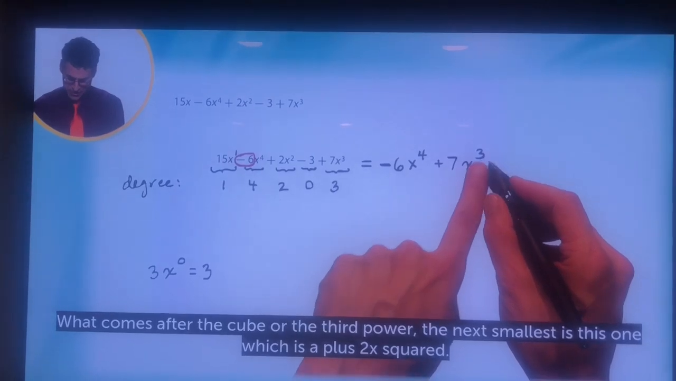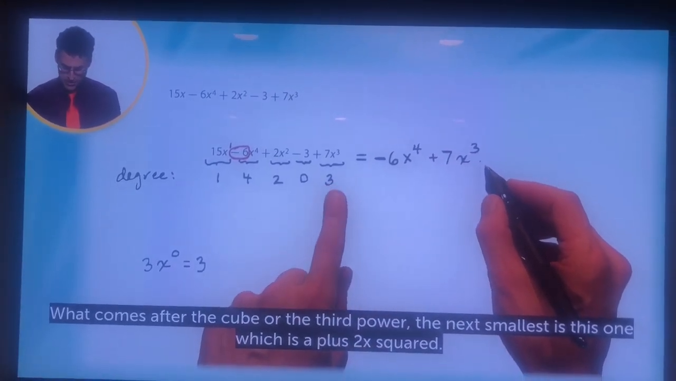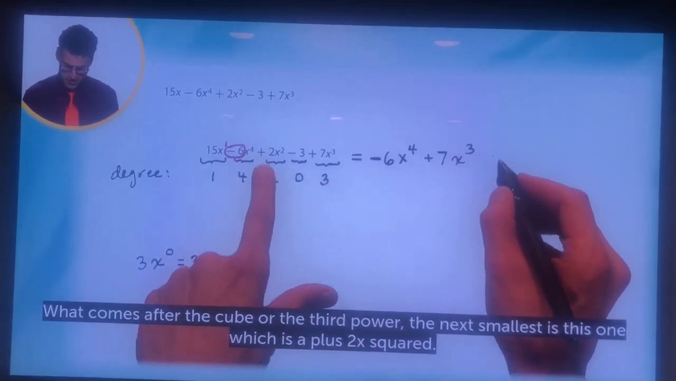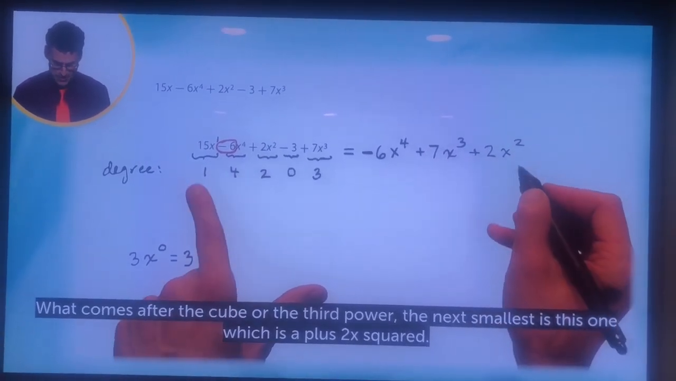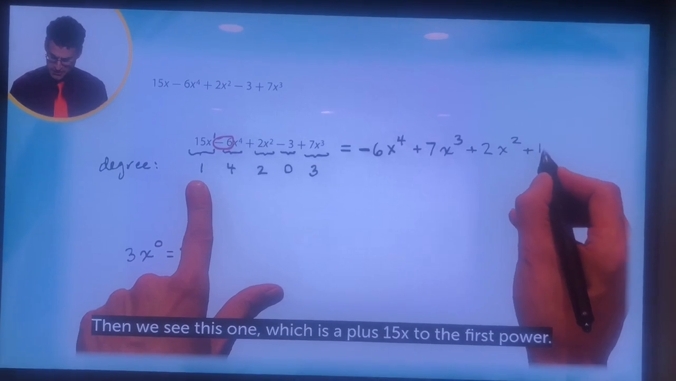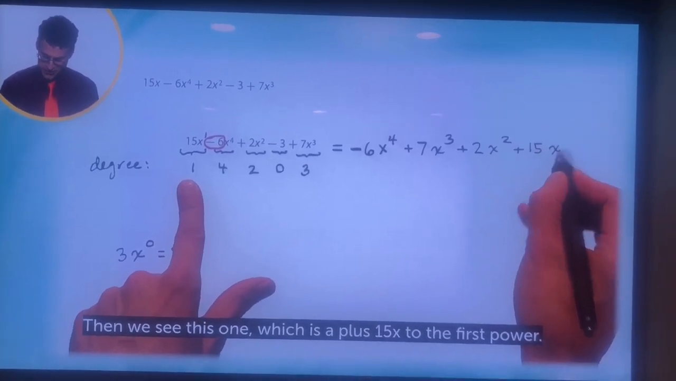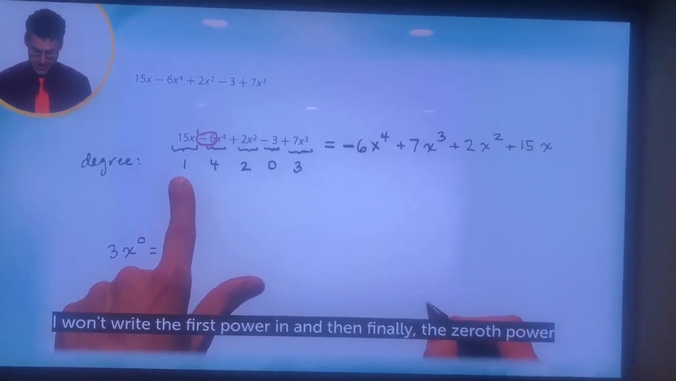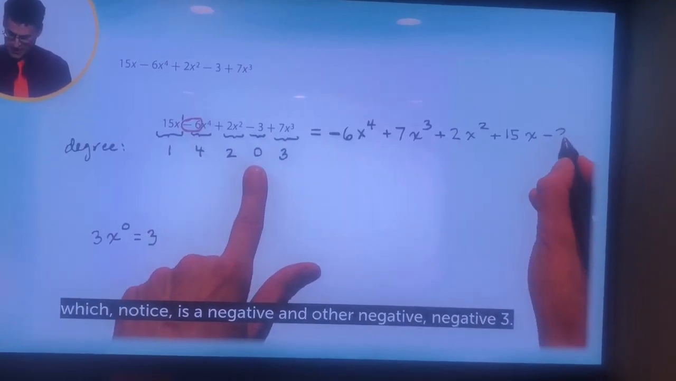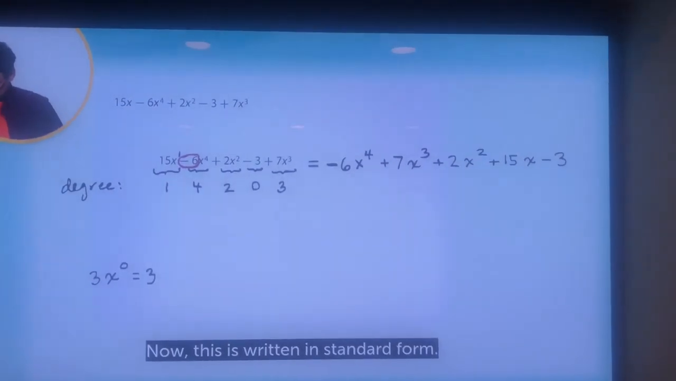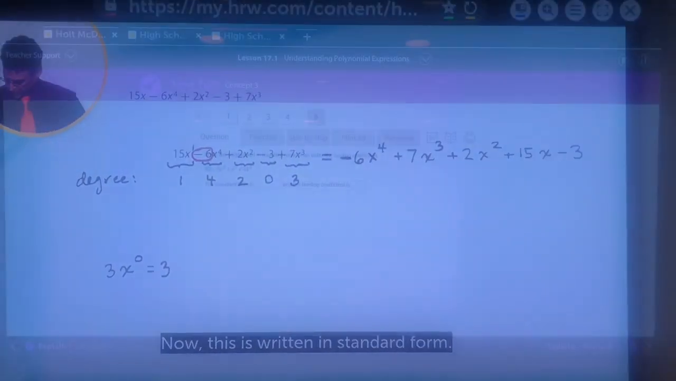What comes after the cube, or the third power? The next smallest is this one, which is a plus 2x squared. Then we see this one, which is a plus 15x to the first power. I won't write the first power in. And then finally the 0th power, which is another negative, negative 3. Now this is written in standard form.